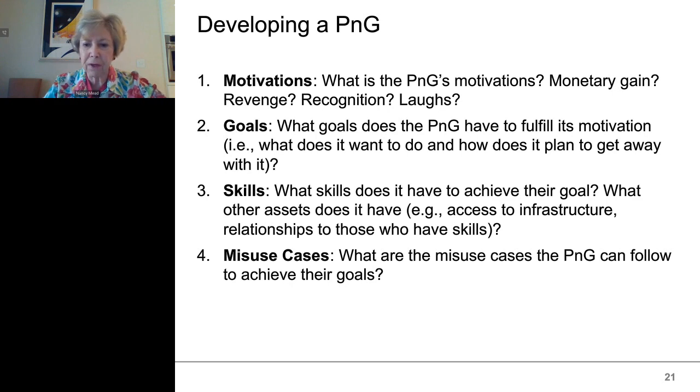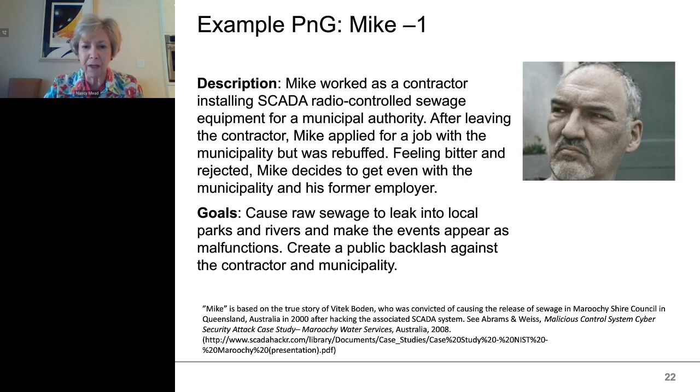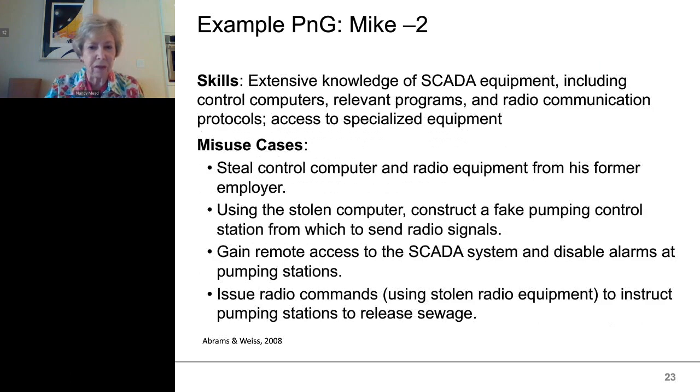We've got a real live example here, and this is a pretty dramatic case. This actually happened. It was a contractor working on a SCADA system in Australia. The system was controlling sewage equipment. After leaving the contractor organization, he applied for a government job and got rejected. So he decided to get even by trying to cause raw sewage to leak and creating a backlash against the contractor and the municipality. You'll see he got pretty far, but eventually he got caught.